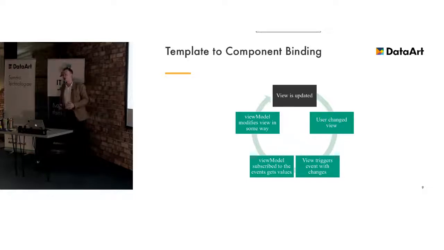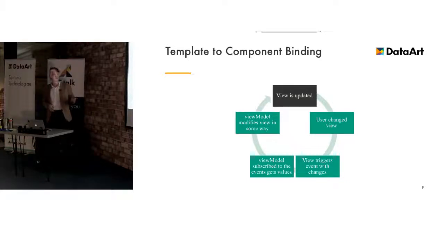It can all be explained as a cycle. Just see. We are starting here, so the browser rendered some page with our web application. And the user changed something. For example, he typed something in an input. Afterwards, the view triggers an event with changes. Like, okay, the user changed something. And our view model, which is subscribed to it, gets the values which the user typed, calculates something, for example, some dependent values, and afterwards the view model modifies the view in some way. And all frameworks work in this way.